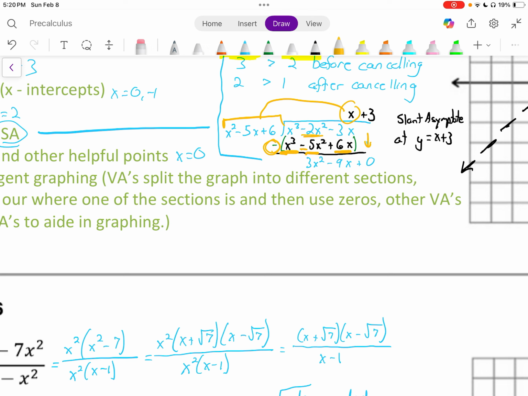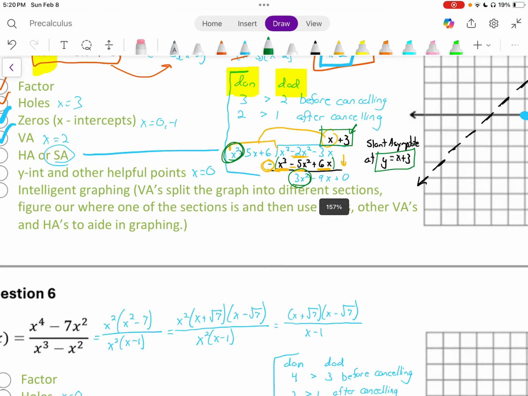Now we have to think again. Let's go with green here. How many times does x squared go into 3x squared? And that answer is 3. And now we could multiply and subtract, but technically that's all we need. There is our slant asymptote. Y equals x plus 3 is the slant asymptote.